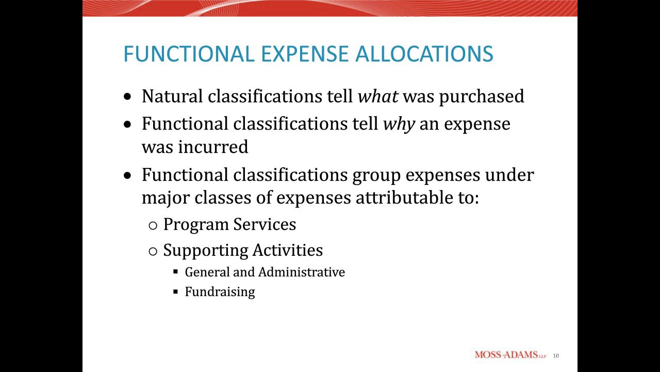There are two different types of classifications for expenses. Natural classifications tell us what was purchased, such as advertising and accounting fees. Functional classifications tell us why an expense is incurred. Functional classifications are grouped through program services and supporting activities that allow for general administrative and fundraising breakouts.